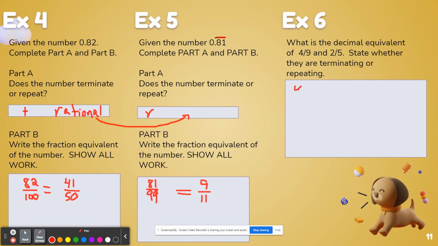So 4 divided by 9 equals 0.4. And then you can draw a little line above. And then we know that that means repeating.